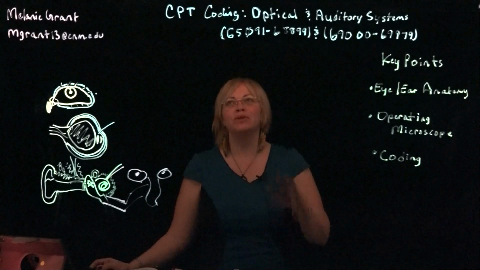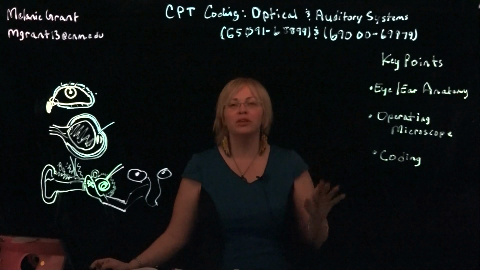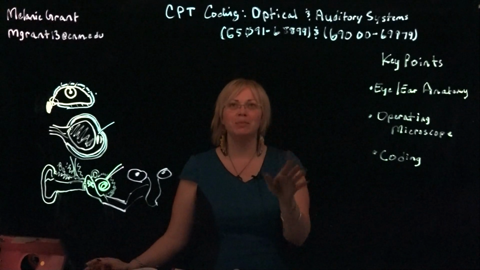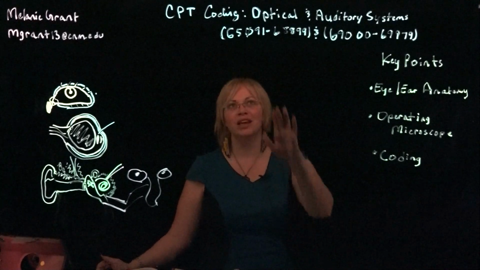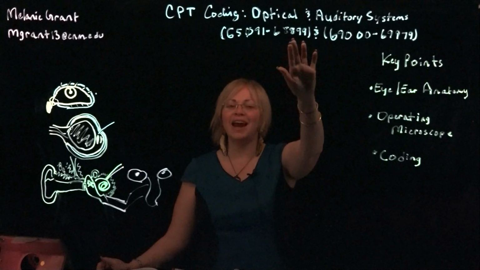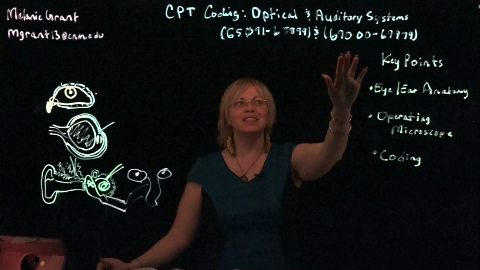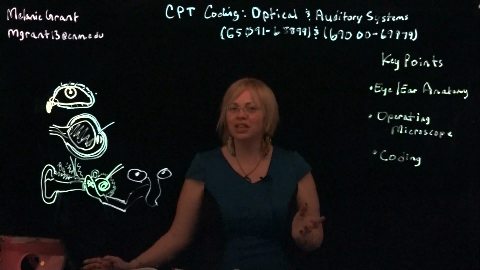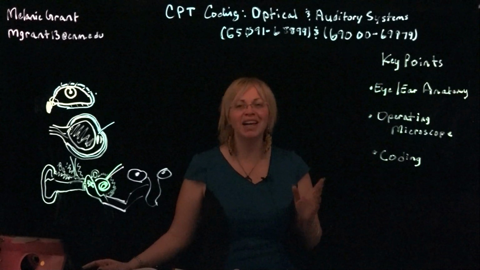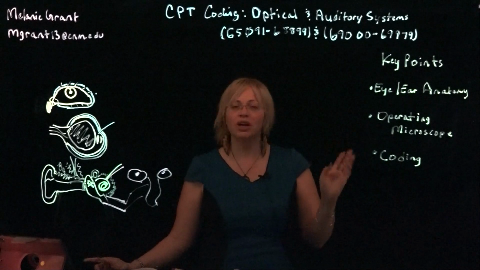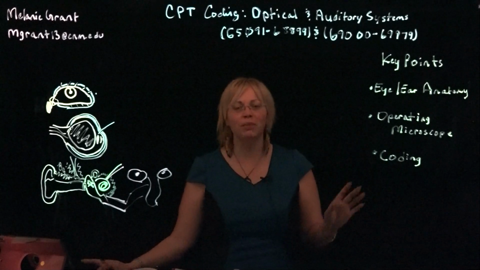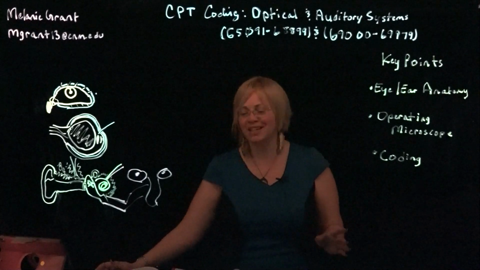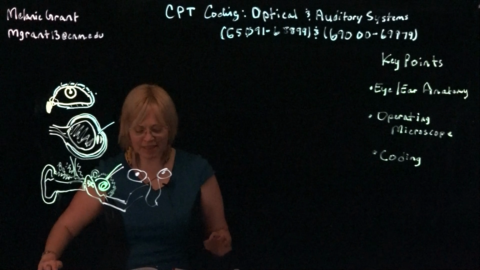This video is to review CPT coding on optical and auditory systems, or eyes and ears, for codes in the CPT codebook from 65,091 through 68,899 and 69,000 through 69,979. We're going to touch on a couple of brief key points on eyes and ears for the anatomy, talk a little bit about an operating microscope and when to add that add-on code, and then we'll do some coding examples together. So let's get started.